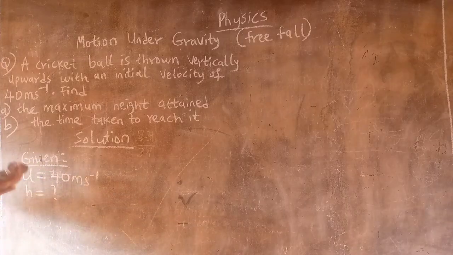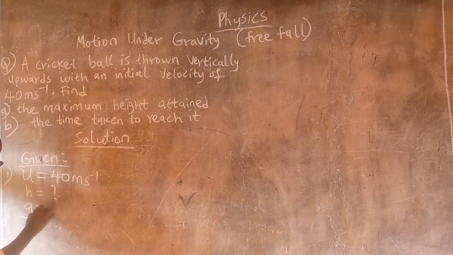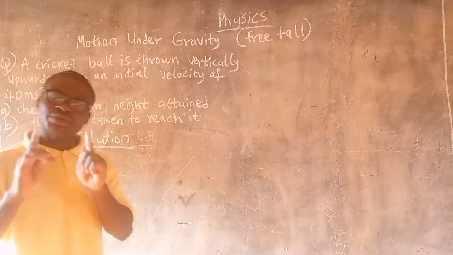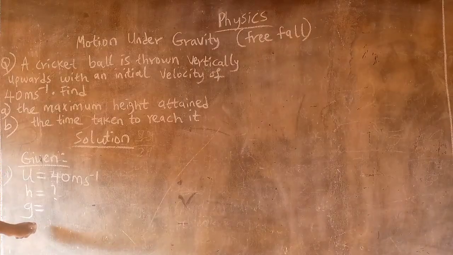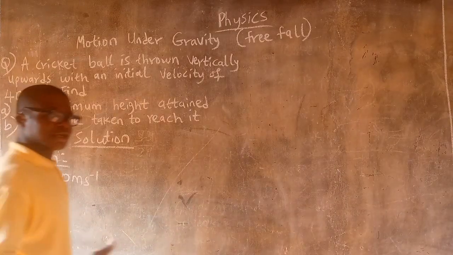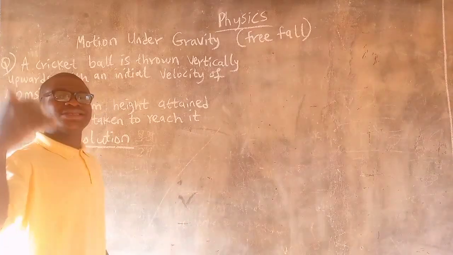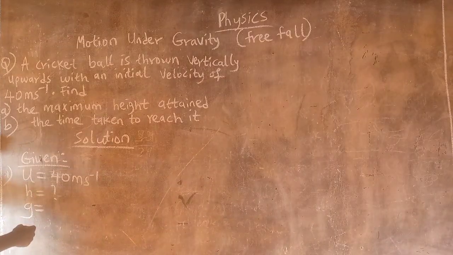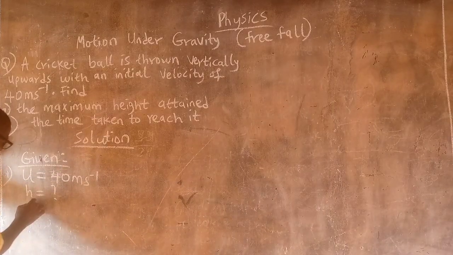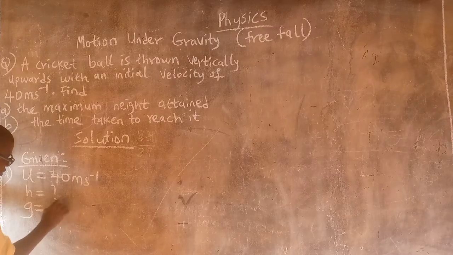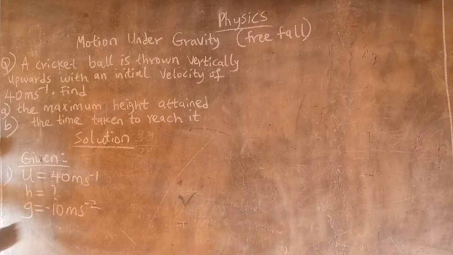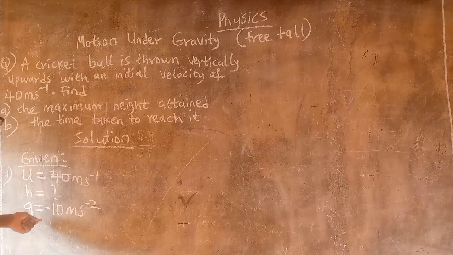And another parameter is G, because any object performing motion under gravity experiences acceleration due to gravity. Either it experiences acceleration due to gravity or it experiences deceleration or retardation due to gravity. So G here is retardation. So retardation equals minus 10 meters per second squared. That is the value of G, which is retardation or deceleration.